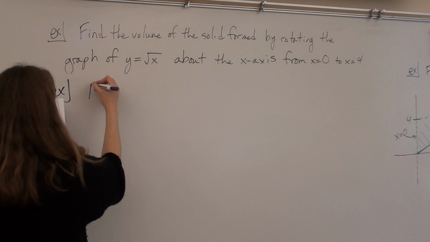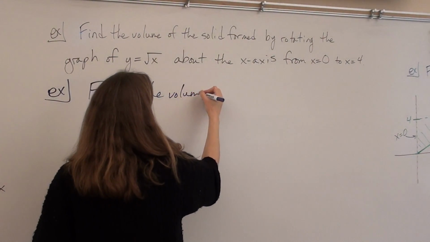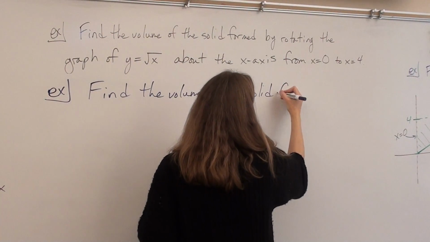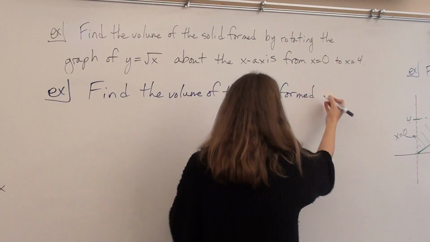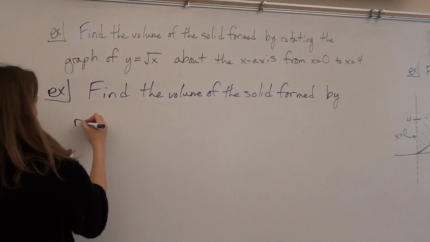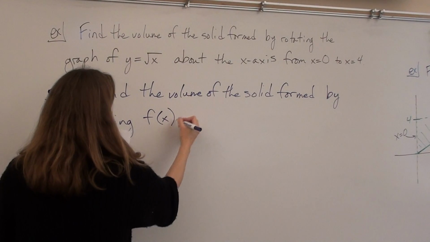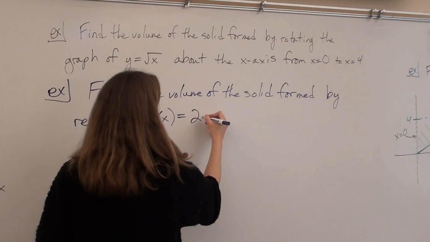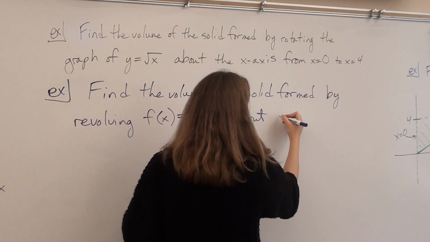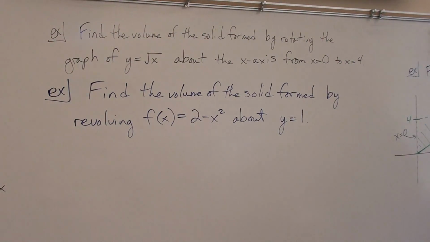So suppose we said, find the volume of the solid formed by revolving f of x equals 2 minus x squared about the line y equals 1. Ooh. Fancy.